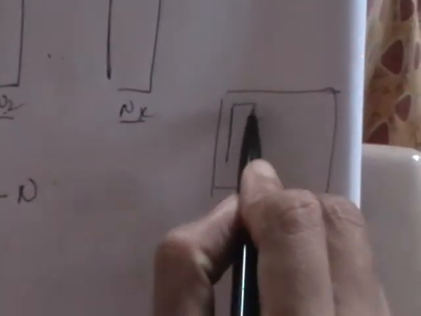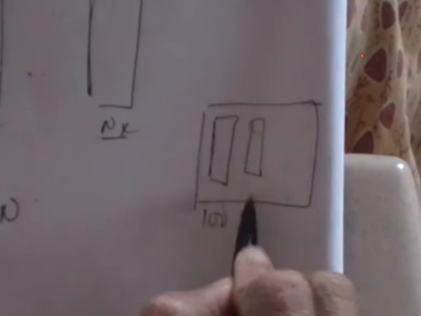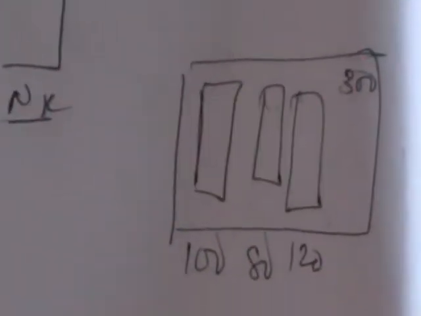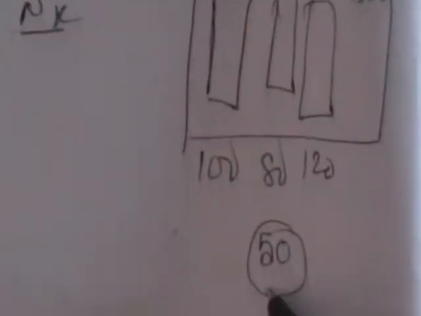Suppose that you have different strata. First stratum of size 100, second stratum of size 80, third stratum of size 120, and total population size is 300. If out of this 300 you want to draw a sample of size 50, how do you select these 50 units from these different strata?